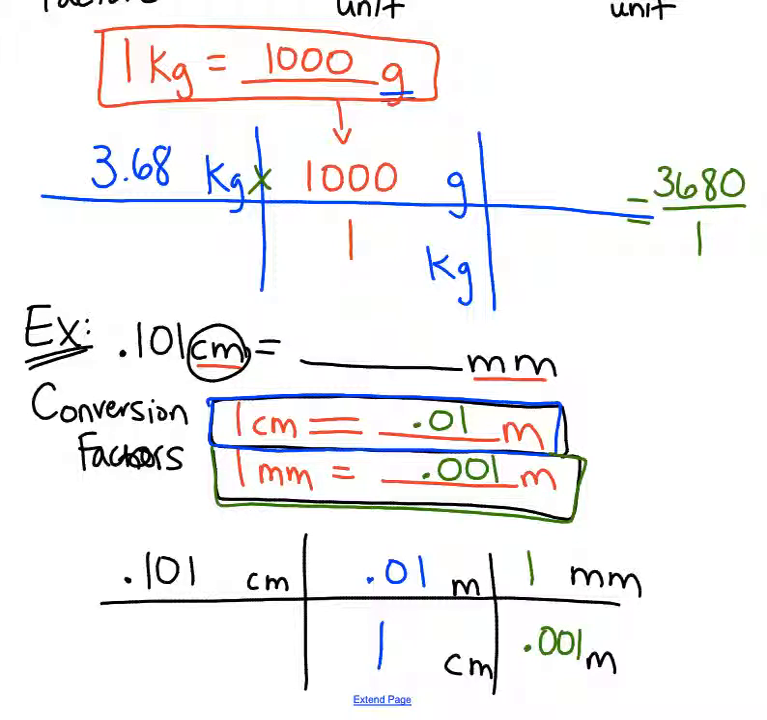Again, the biggest problem students have is putting the conversion factors into their chart correctly. Multiply the top numbers, multiply the bottom numbers, divide the top by the bottom, and you will have your answer.